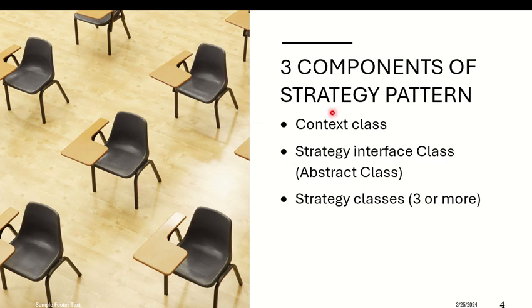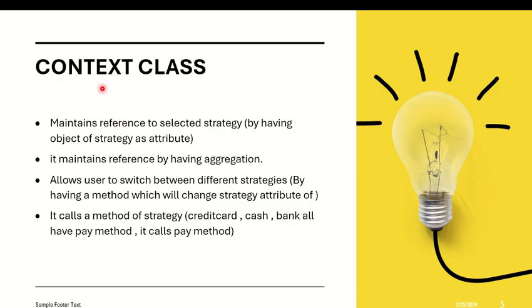The first component is the context class. The context class has three main parts. It maintains a reference, allows the user to switch, and calls a method. So it maintains the reference of the selected strategy. How does it do this? By aggregation, by having an object of the strategy as an attribute.